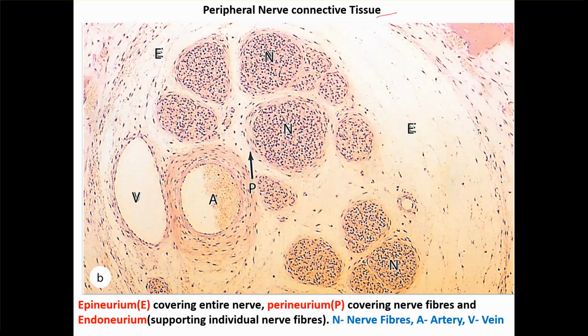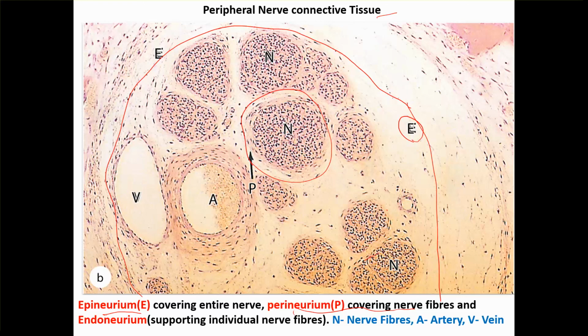So the names you should know. The outer covering is called epineurium, which covers the entire nerve. Then there is perineurium, which is covering the nerve fibers. So the epineurium is covering the entire nerve like this, and the perineurium is covering the nerve fibers like this.